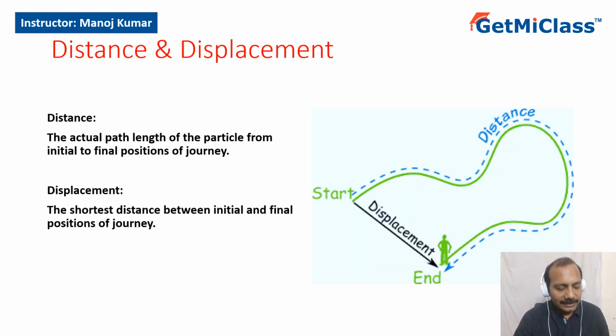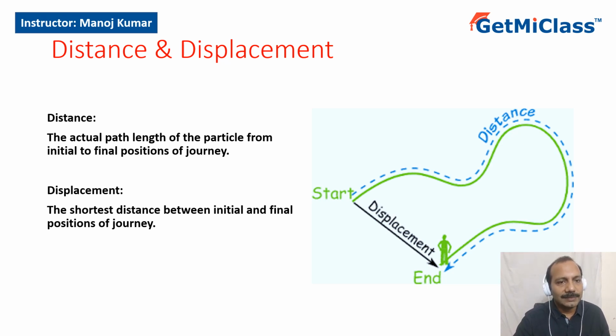So let's start with the basic definition of distance and displacement. What is distance? Distance is the actual path length of the particle from initial to final position of the journey. What does it mean? You can see the figure that is shown here. A person starts from the starting point. You can see the dotted line. He goes along the dotted line and comes to the end point. So the length of the total path covered by this person is called the distance.